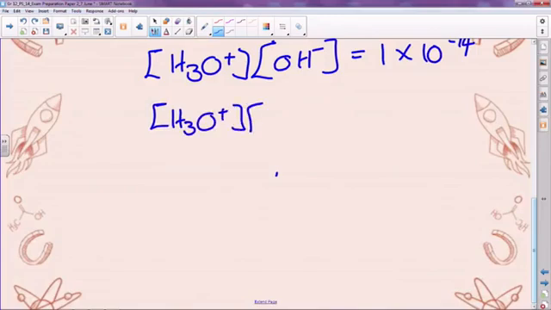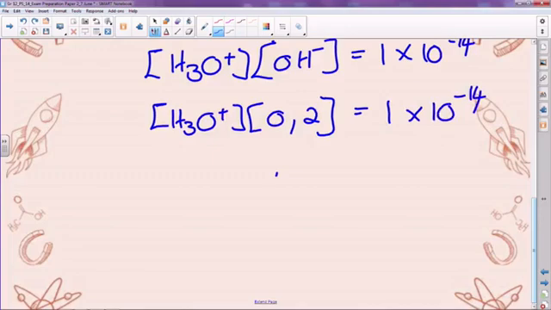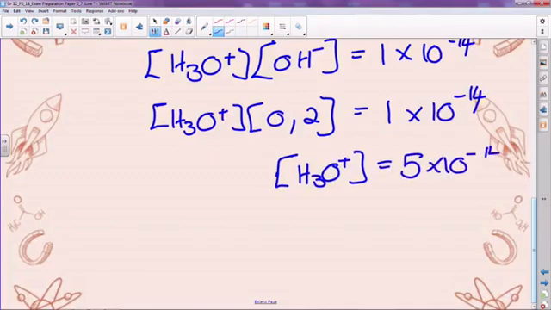I know the OH minus is 0,2. We just worked that out. 1 times 10 to the minus 14. Great. Then we go 1 times 10 to the minus 14 divided by 0,2. That gives me the H3O plus concentration, 5 times 10 to the minus 14 moles per decimeter cubed.